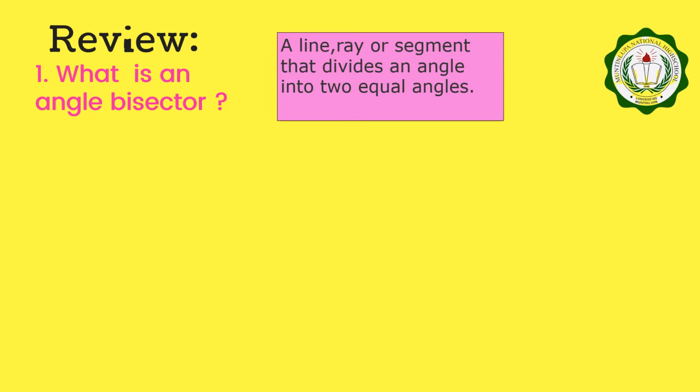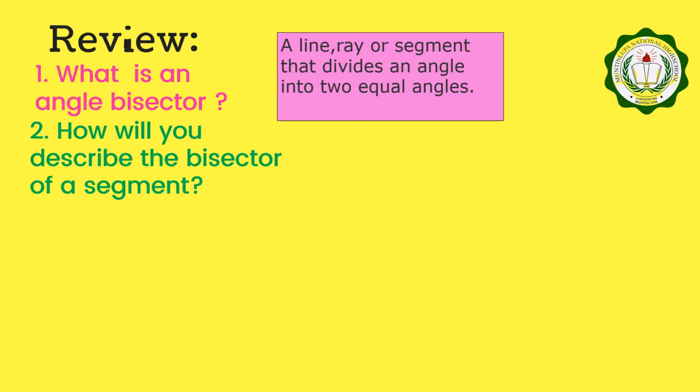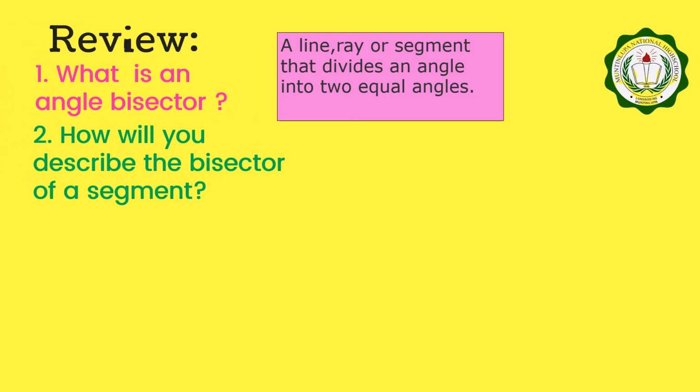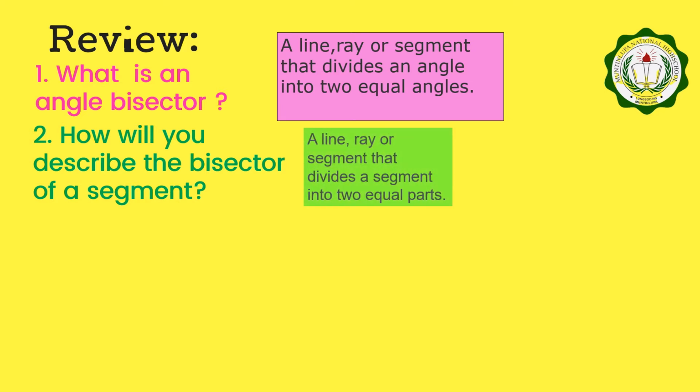Before we continue, let us first review what an angle bisector is. In the past lesson, we learned that an angle bisector is a line, a ray, or a segment that divides an angle into two equal angles. What about a bisector of a segment? If an angle bisector divides the angle into two congruent angles, then the bisector of a segment is a line, a ray, or a segment that divides a segment into two equal parts.